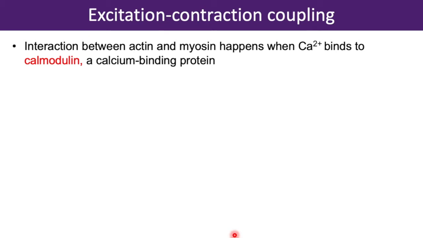But in smooth muscle, the binding of actin and myosin happens when calcium binds to calmodulin, which is a calcium binding protein. In skeletal muscle, calcium ion will bind to troponin C, which causes binding of actin and myosin. But in smooth muscle, calcium will bind to calmodulin. In smooth muscle, there is no troponin.